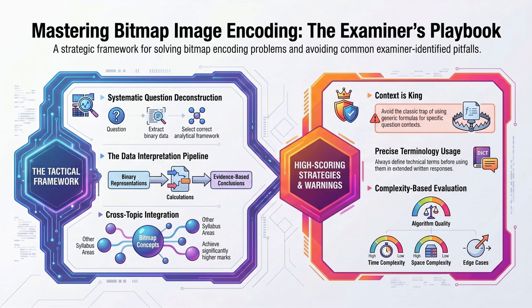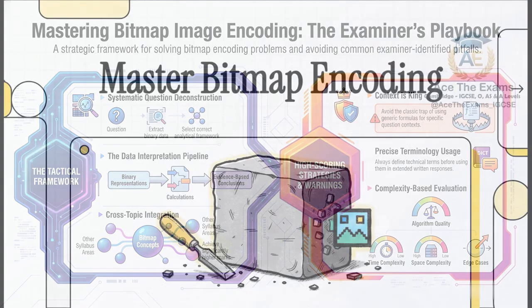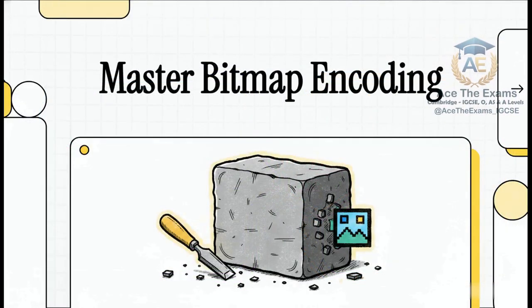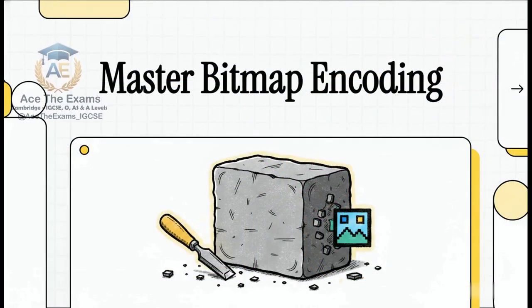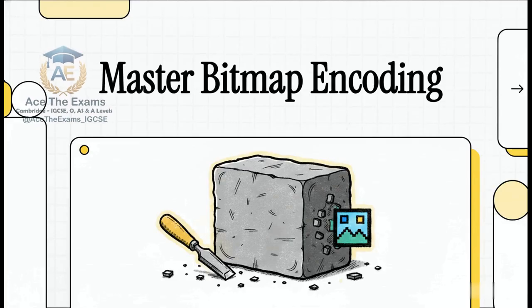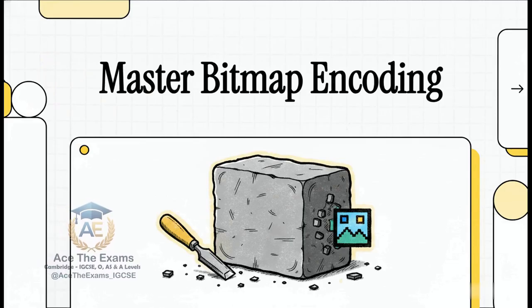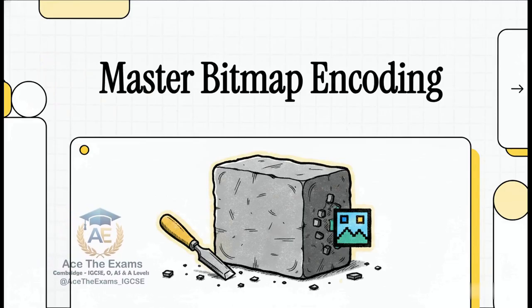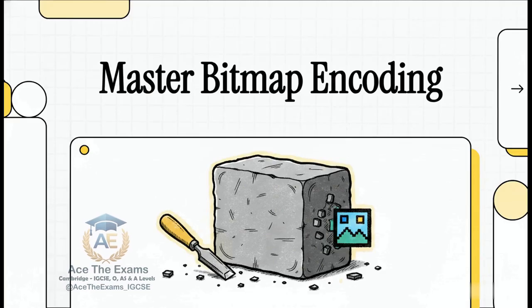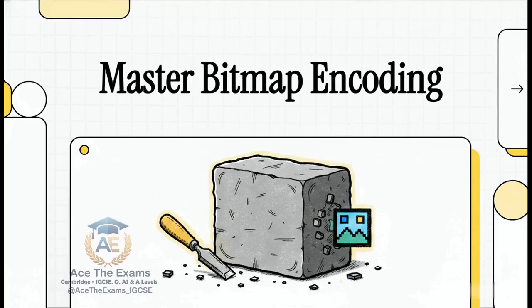All right, let's dive straight in and unlock the absolute secrets of the Cambridge Computer Science examinations. Whether you are tackling syllabus 0417, 0478, 0983, 0984, 2210, or what we are heavily focusing on today, the 9618 AS and A-Level, you are in exactly the right place. We are zooming in specifically on multimedia, focusing entirely on bitmap image encoding.